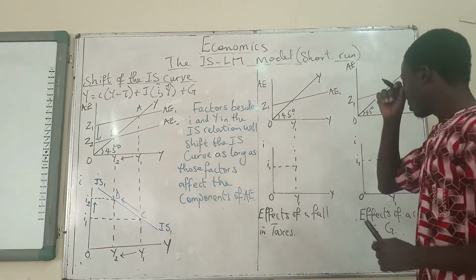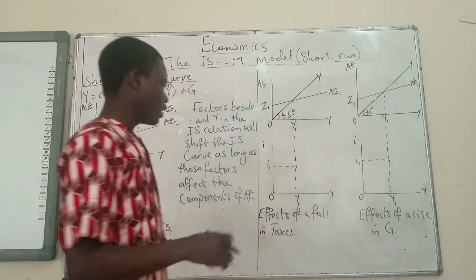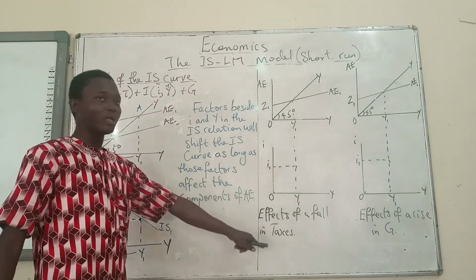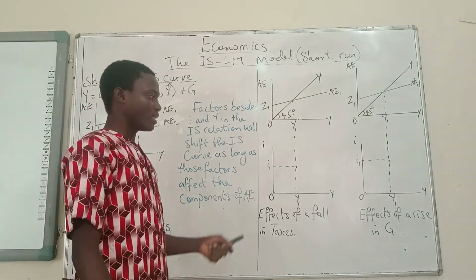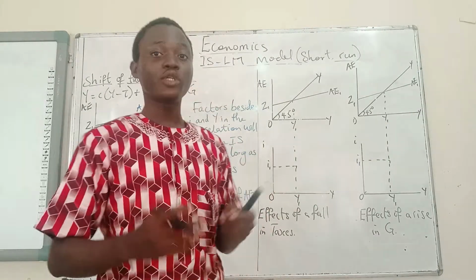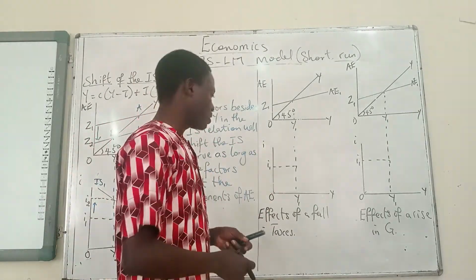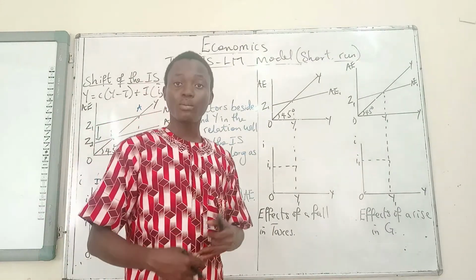So in this particular class, I want to talk about two effects, two things that can shift the IS curve. Here we have the effect of a fall in taxes. When there is a fall in taxes, that simply means that the government is using an expansionary fiscal policy, which can happen through a reduction in taxes, an increase in government spending, or both.